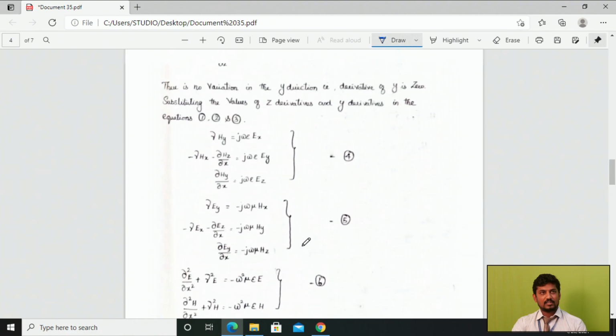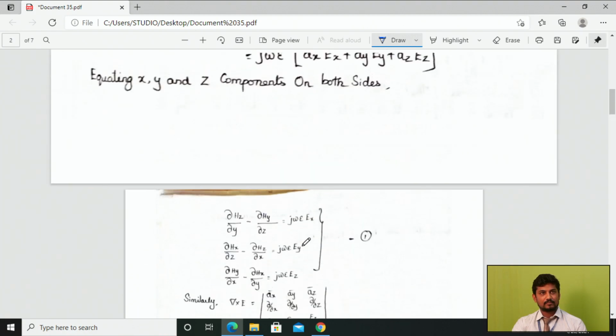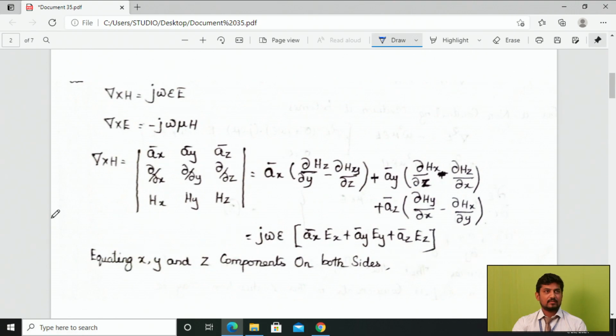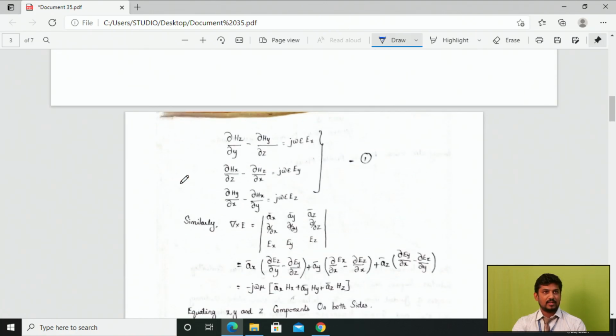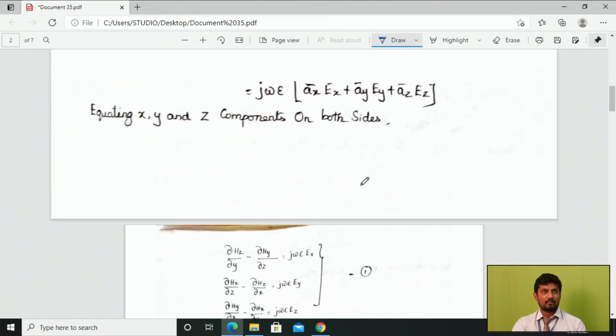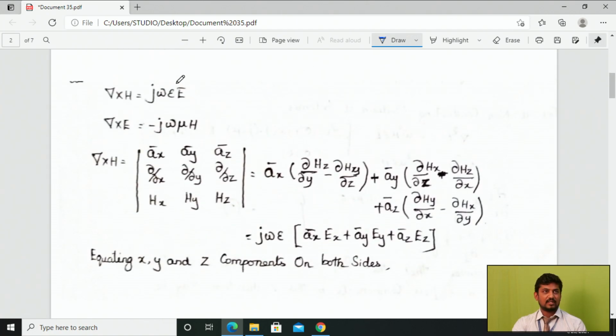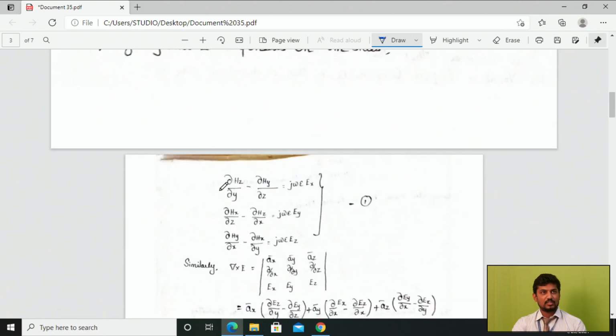Okay, we will see this derivation once again. See, equation number 1 comes from the Maxwell equations, that is del cross H and del cross E. There are two formulas, and del cross H in matrix form. Similarly, we can get equation 1 from del cross H, these two formulas, with the help of del cross H equals j omega epsilon E and del cross H in matrix form. With the help of these two equations we will get equation number 1.